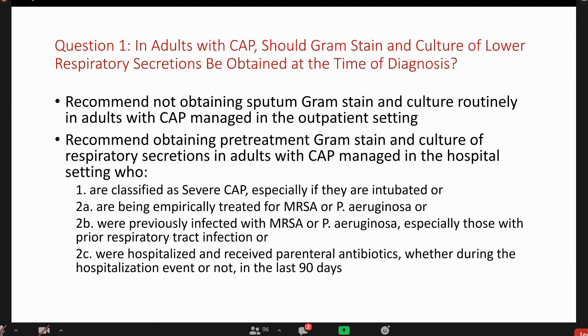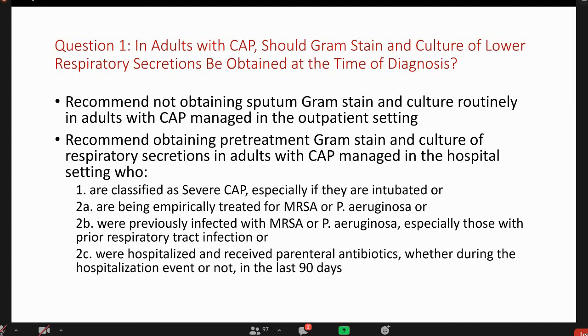So question number one is, in adults with CAP, should gram stain and culture of lower respiratory secretions be obtained at the time of diagnosis? The general recommendation from the current guidelines is not to routinely obtain sputum gram stain and culture in adults with CAP, especially for those who are managed in the outpatient setting. We can recommend obtaining the pre-treatment gram stain and culture when the persons are classified as severe community acquired pneumonia, or they are intubated or being empirically treated for MRSA or Pseudomonas. Otherwise not, generally.